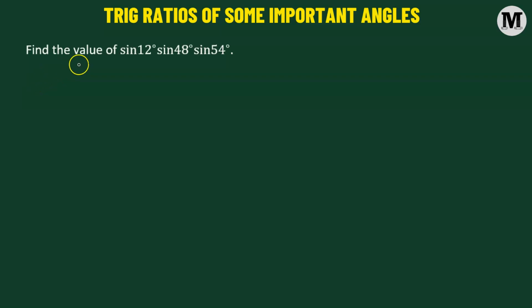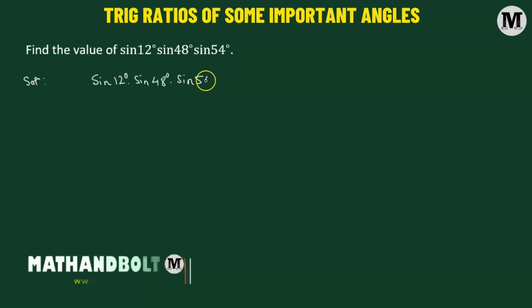We need to determine the value of the given trig expression. Let us begin. So here we have sine of 12 degrees multiplied by sine of 48 degrees times sine of 54 degrees.